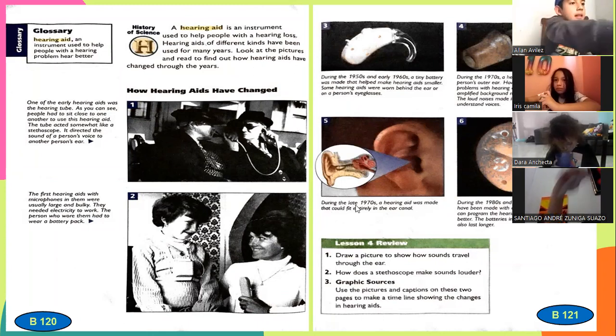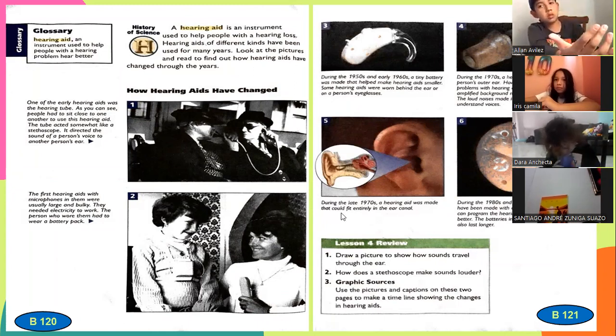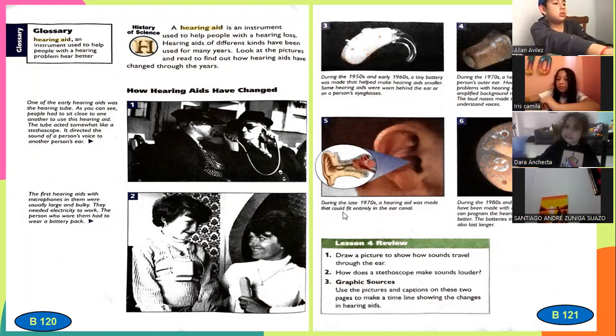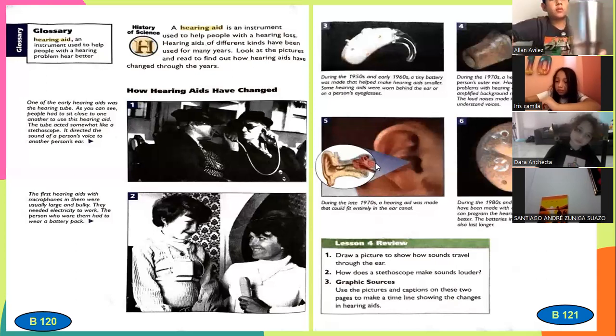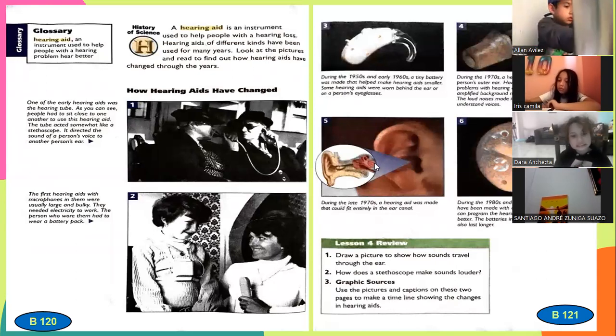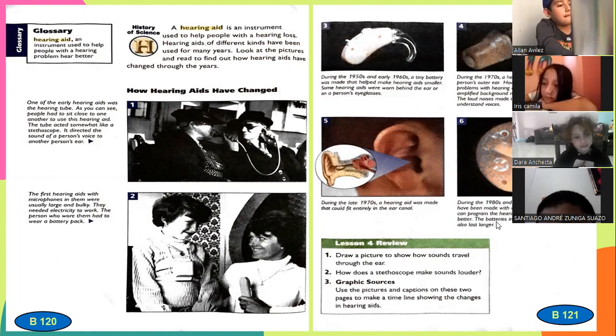Number five, during the late 1970s, a hearing aid was made that could fit entirely in the ear canal. In the ear canal. So this instrument, this aid needs to be inside the ear. During the 1980s and 1990s, hearing aids have been made with digital controls. A person can program the hearing aid to make hearing better. The batteries in the newer hearing aids also last longer, like cell phones.